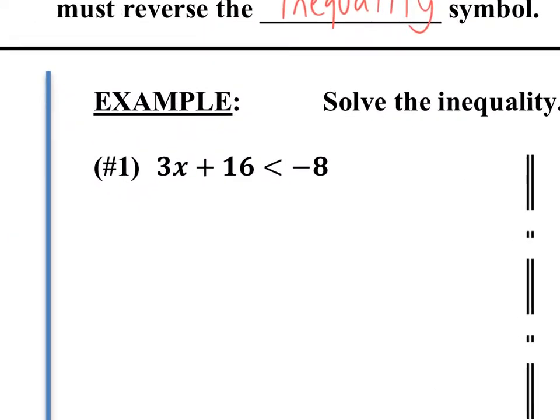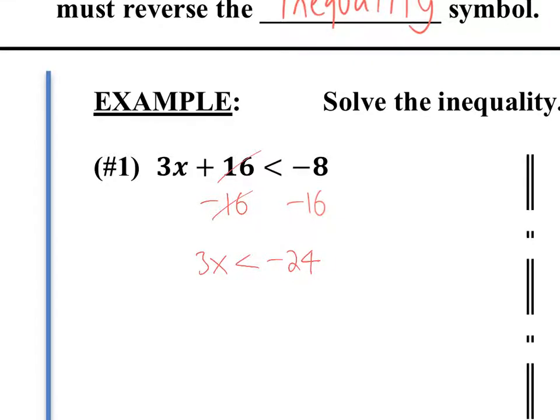So number 1 is 3x plus 16 is less than negative 8. So my question for you is, if it was equal to negative 8, what would be the first step we would do? We would either divide by 3 or subtract 16. What do you guys think? We are going to subtract 16 from both sides. Yep. These are going to cancel. We're going to get 3x is less than negative 8 minus 16 is negative 24.